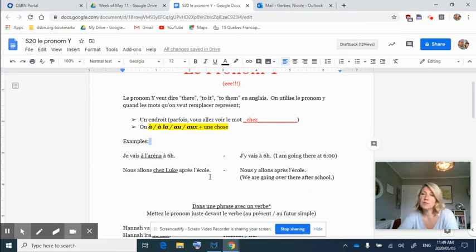Alors, nous allons chez Luke après l'école va changer à nous y allons après l'école. We're going to go over there after school.